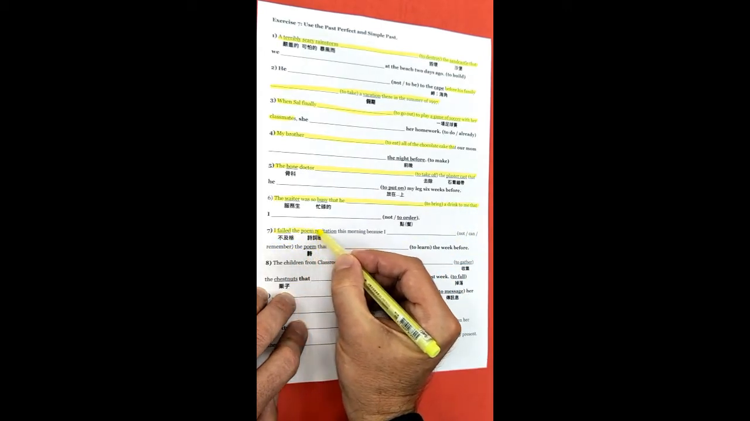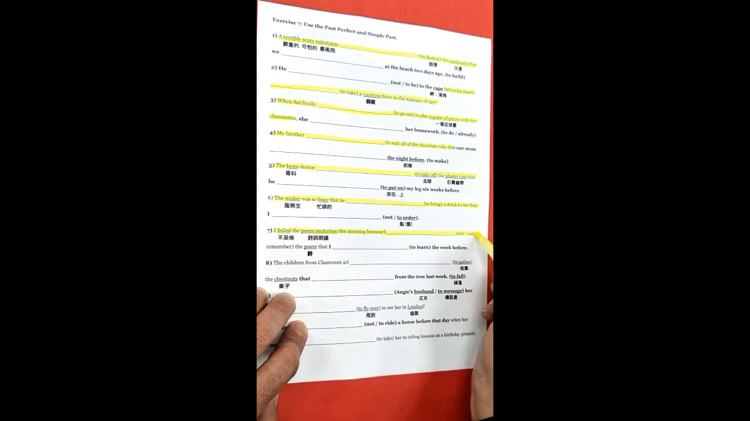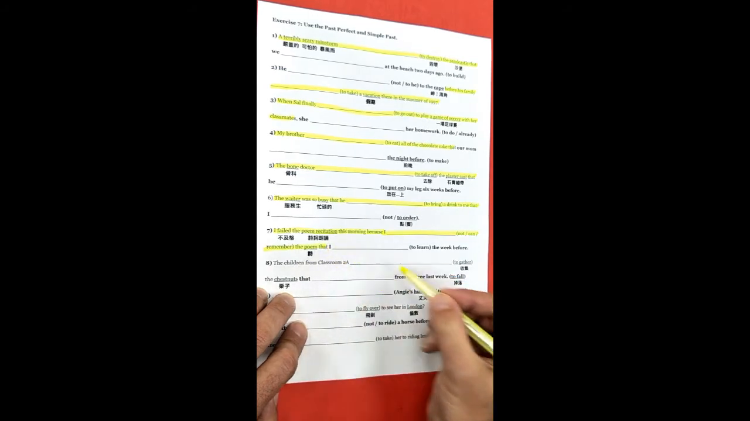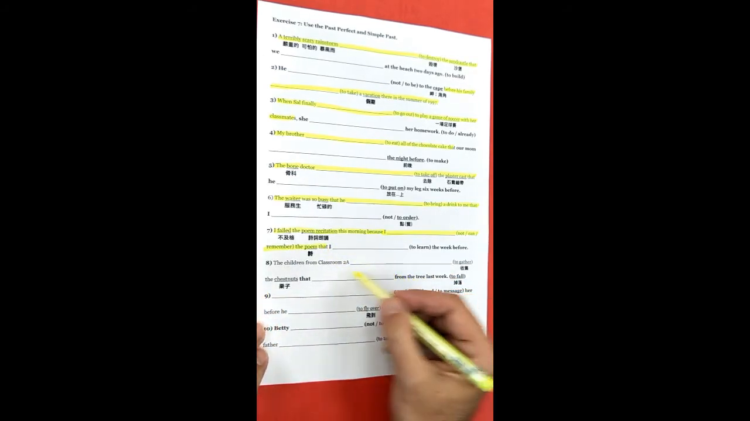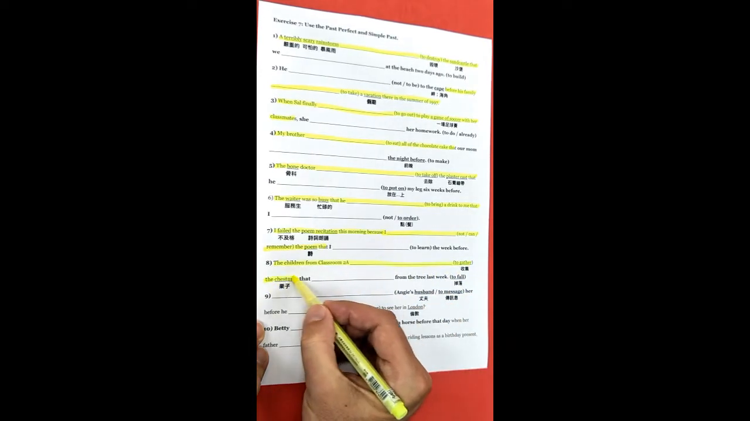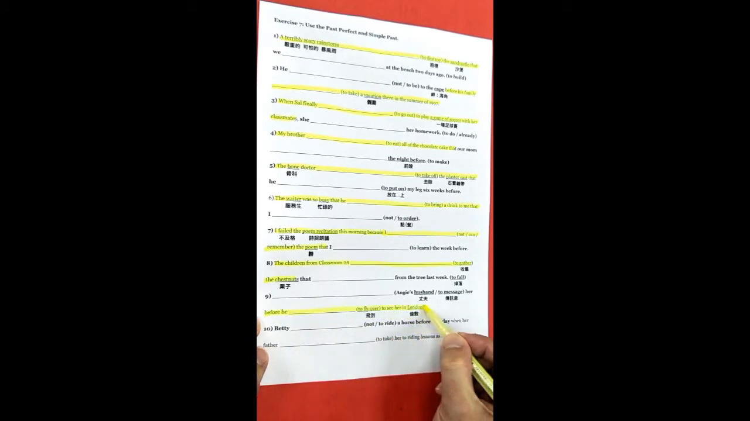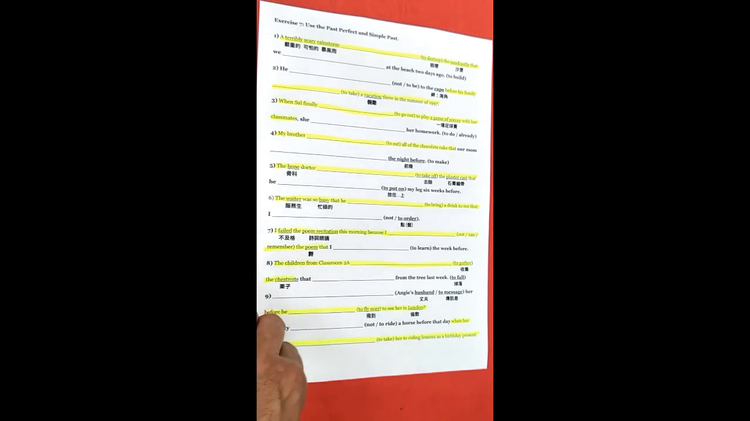7. I failed the poem recitation this morning because I, blah, blah, blah, not can remember the poem that. 8. The children from classroom 2A, blah, blah, blah, to gather the chestnuts. 9. Before he, blah, blah, blah, to fly over to see her in London. 10. When her father, blah, blah, blah, to take her to writing lessons as a birthday present. Again, each sentence has 2 verbs.